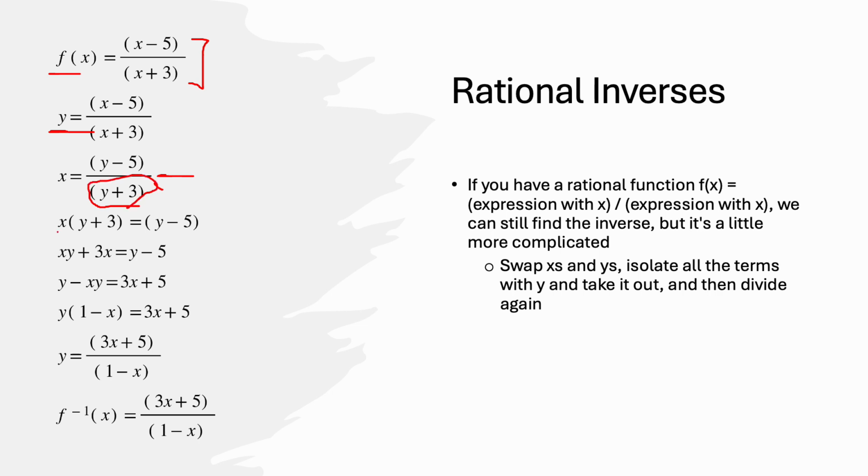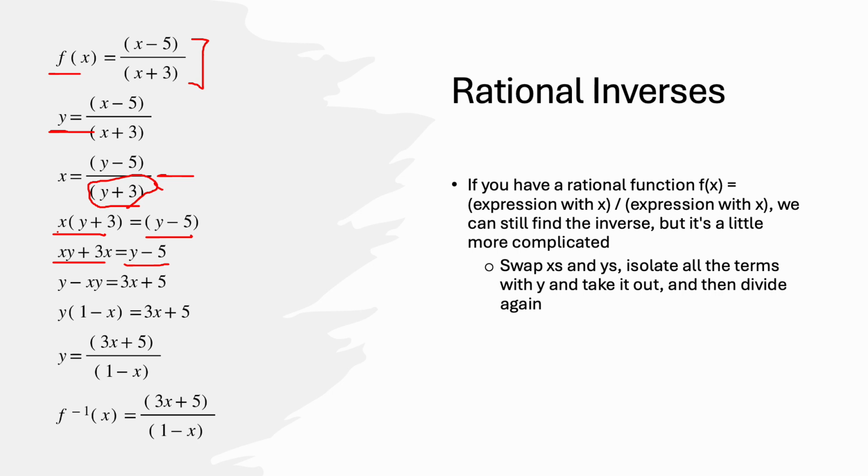So now we have x times y plus 3 is equal to y minus 5. Now we're going to multiply it out. So xy plus 3x is equal to y minus 5. And now you may say, well, this is kind of weird and random. We're not really getting anywhere. We still have a bunch of x's and a bunch of y's all over the place.